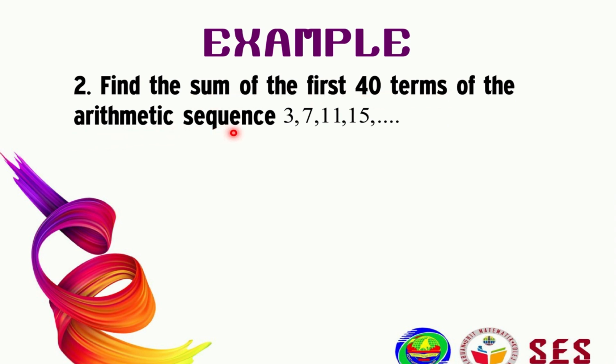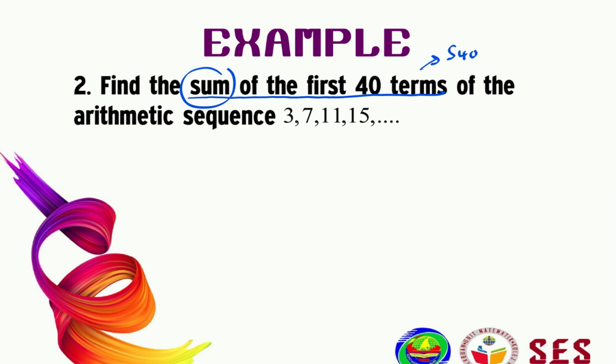Okay, so this is our next example, where we need to find the sum of the first 40 terms of the arithmetic sequence 3, 7, 11, 15, and so on. The sum of the first 40 terms tells us that we need to find S40, and the word sum represents that we need to use the Sn formula here, not Tn.